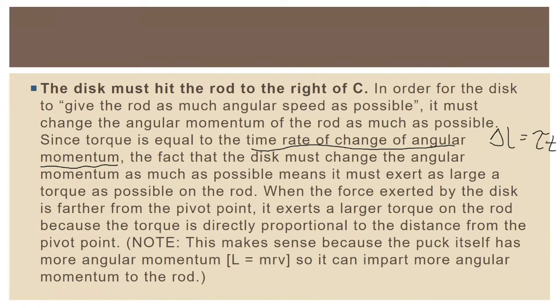Then notice here I sort of snuck in the angular momentum explanation. Note this makes sense because the puck itself will have more angular momentum when it's farther away, given by the equation mRV, so it can impart more angular momentum to the rod.